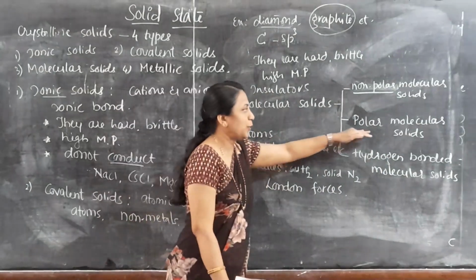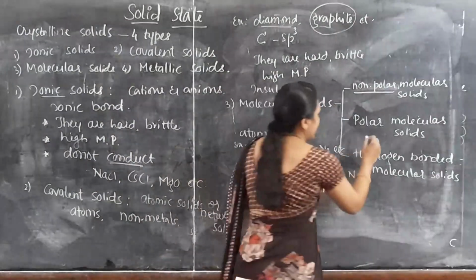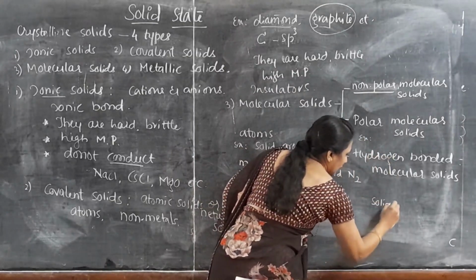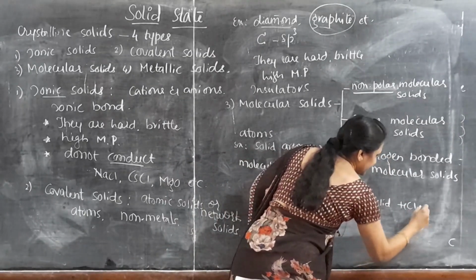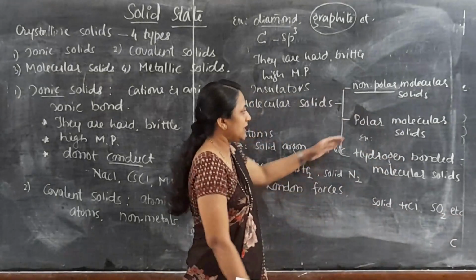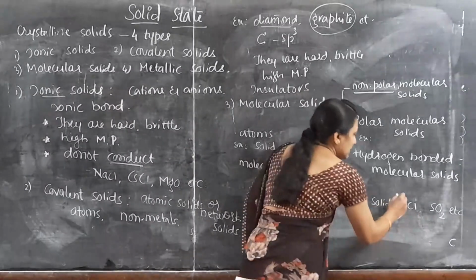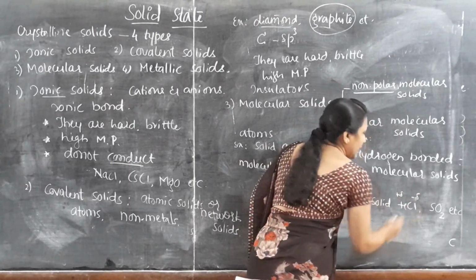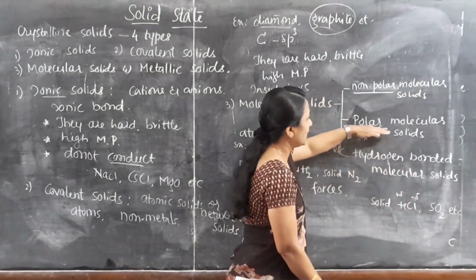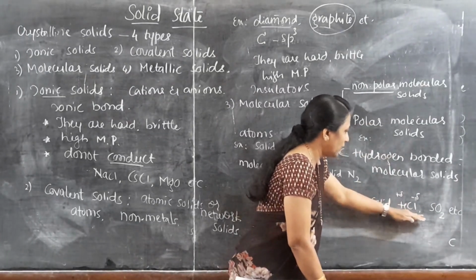The next one is polar molecular solids. As the name suggests, polar means, for example, solid HCl, solid sulfur dioxide, etc. These molecules have polarity, meaning there is a difference in electronegativity. This end is partially positive and this end is partially negative. There are 2 poles, partial positive and partial negative. That's why these are known as polar molecular solids, and they are held together by stronger forces.